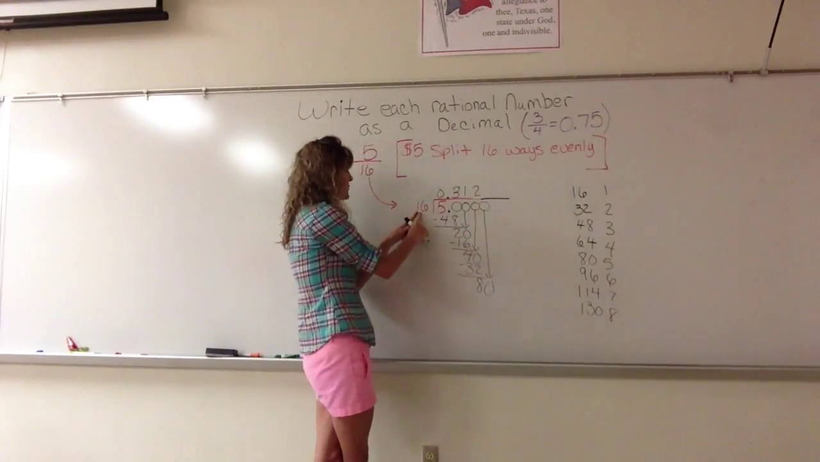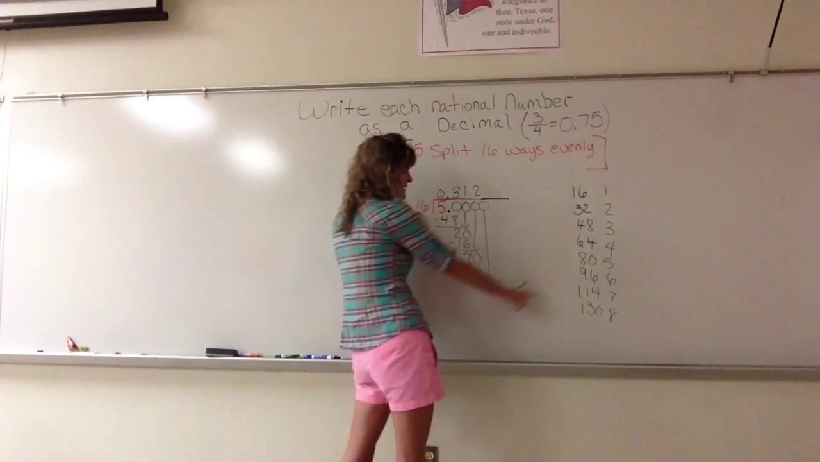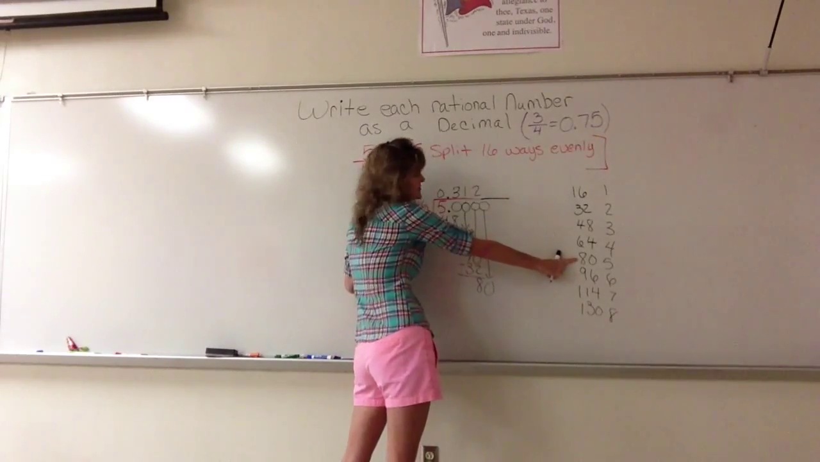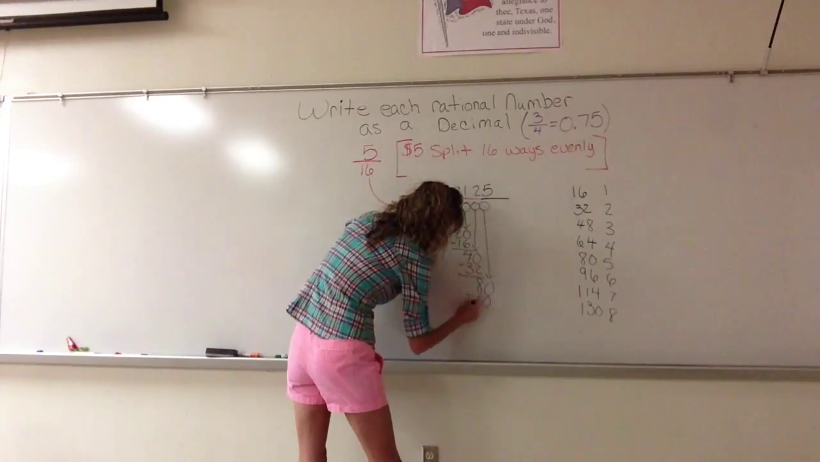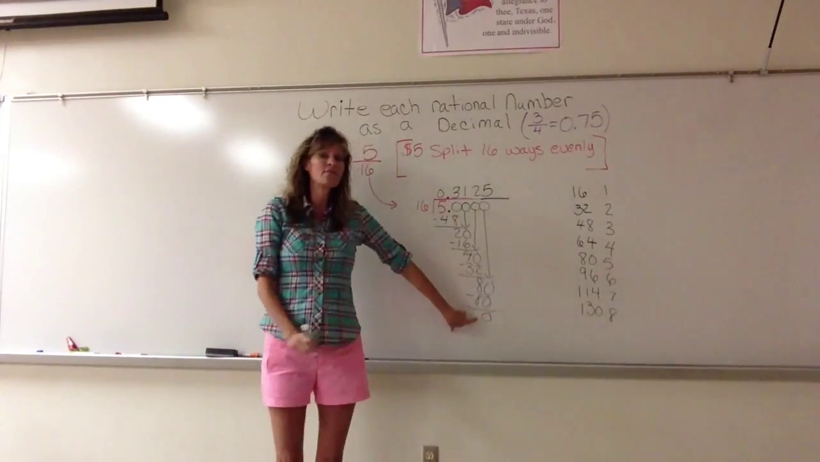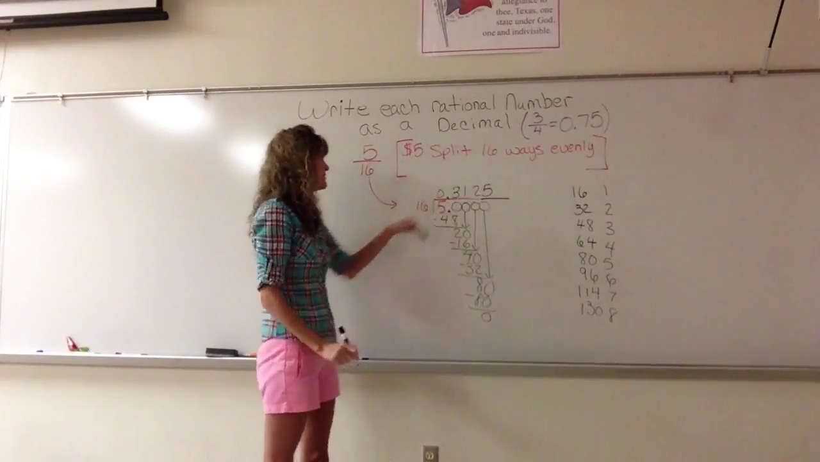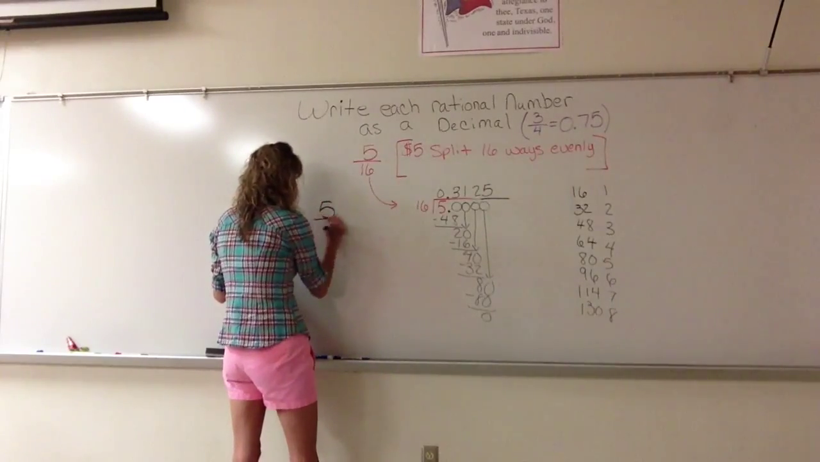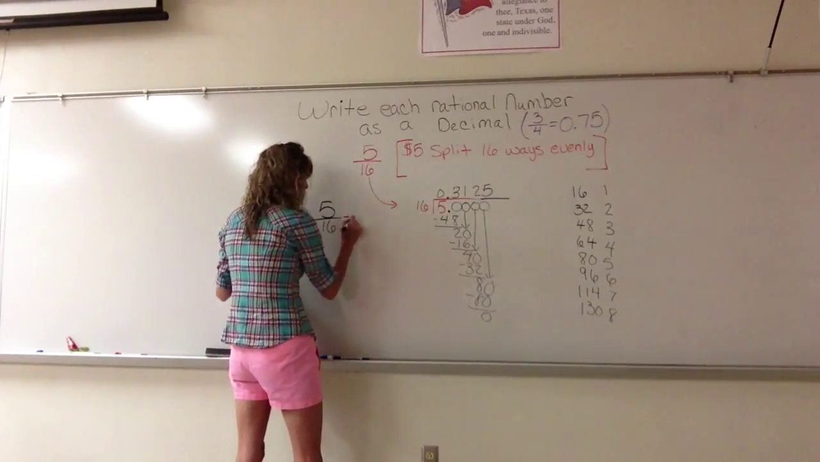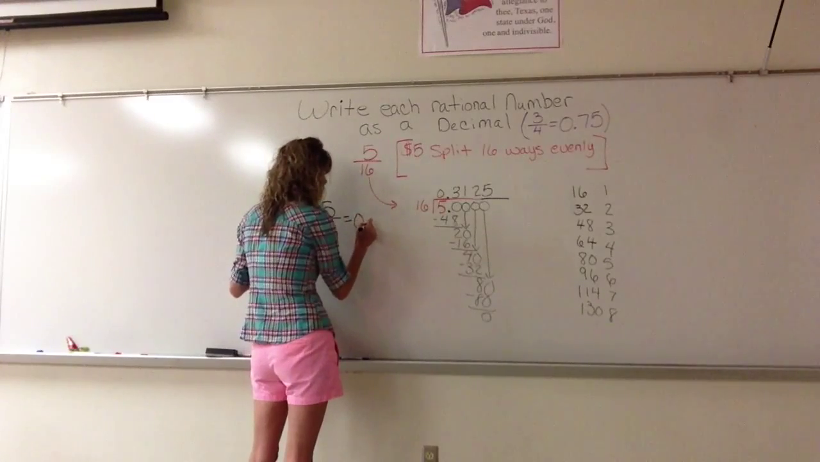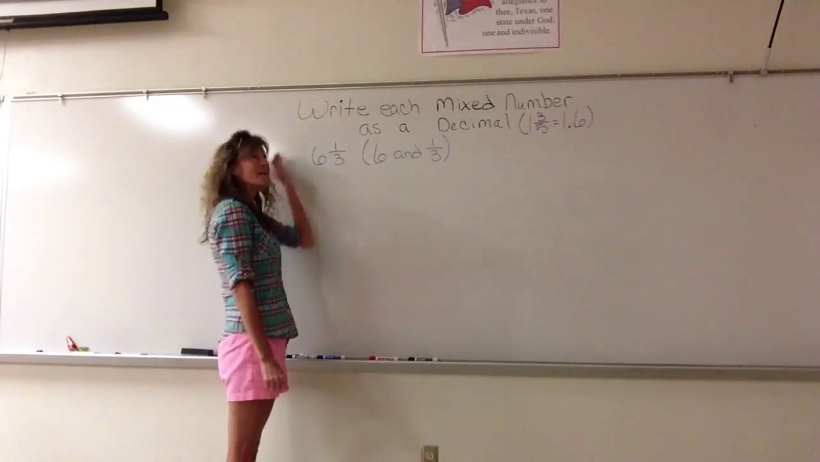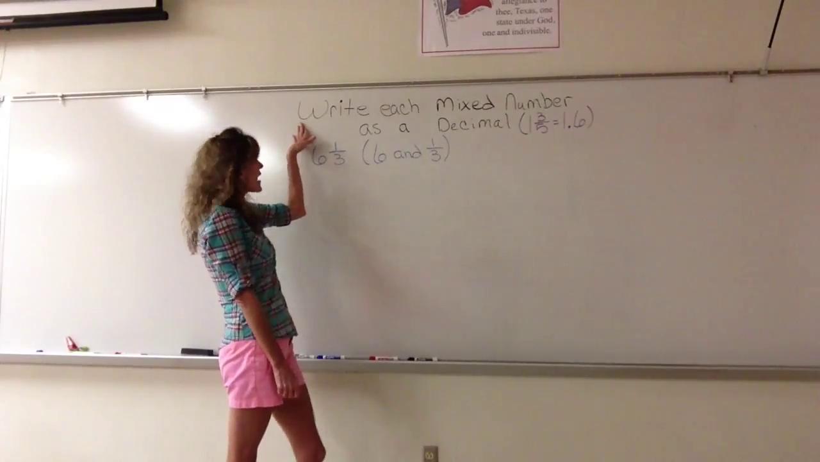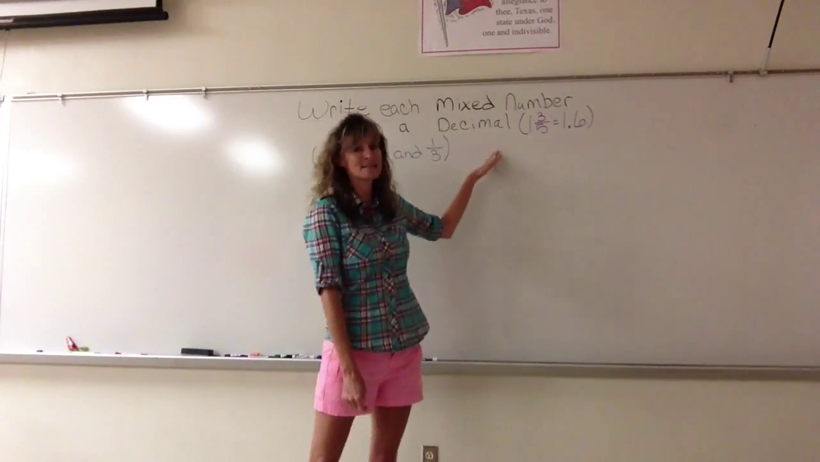So I ask myself, how many groups of 16 are there in 80? There are 5 groups of 16 in 80 evenly. And now that I don't have any left over, I am done. So 5/16 is equivalent to 0.3125.